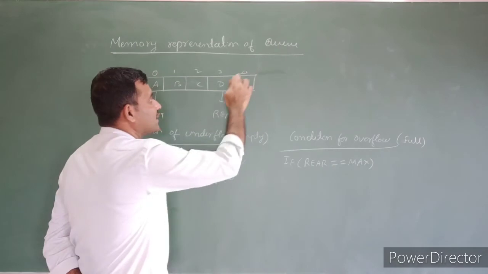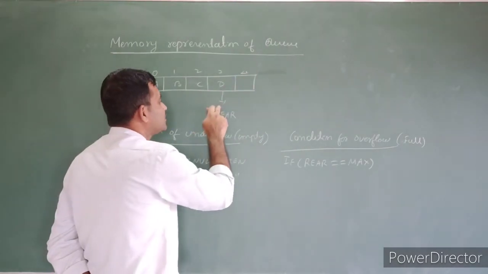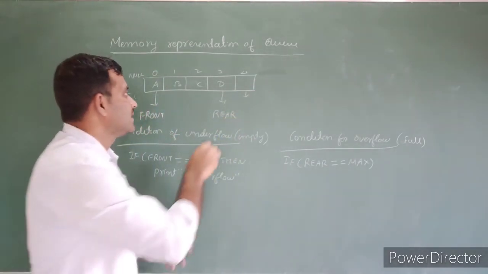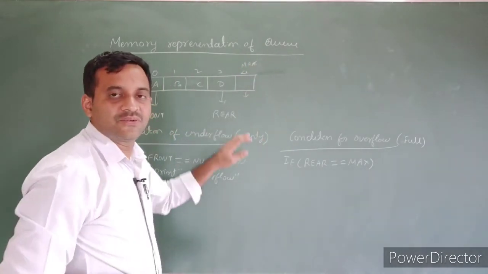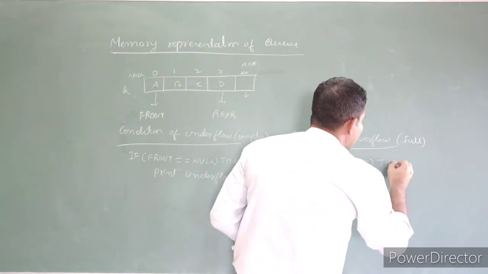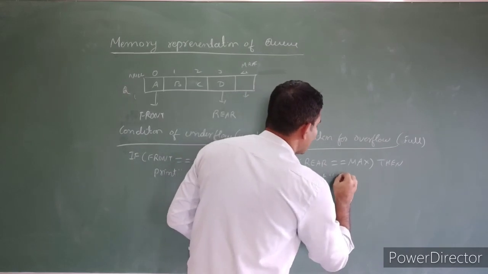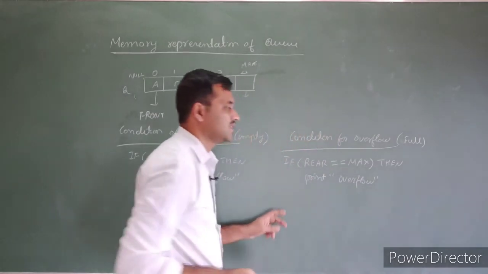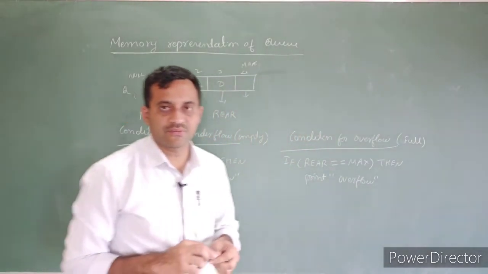If the position of the rear is here, then this is the maximum element. If the rear is equal to max, then we have to print overflow. So these are the two conditions for underflow and overflow.